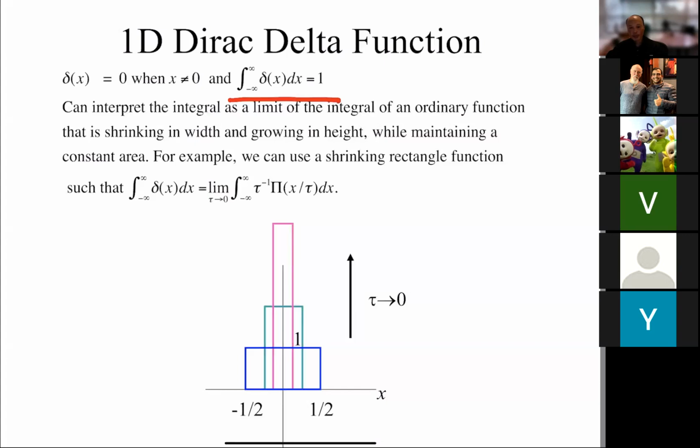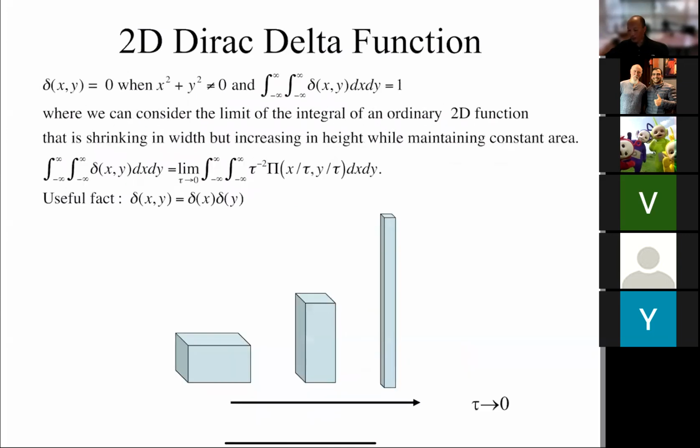And the way we can interpret this is as a rect function, a function that looks like a square here. This function has an area of 1, right? Because it has a base of 1 times the height of 1 equals 1. And we can imagine keeping that area the same, but as we shrink its width, it's going to have to get taller and taller to keep an area of 1. So in the limit that this width goes to 0, that's essentially what our Dirac delta function is.